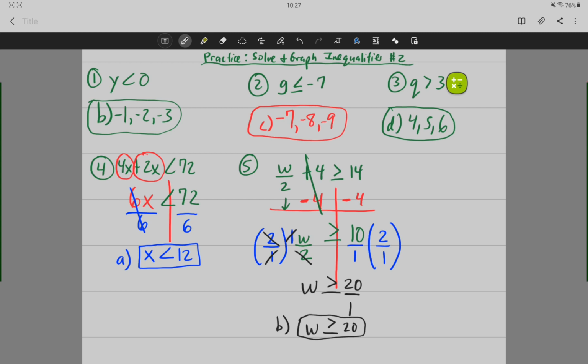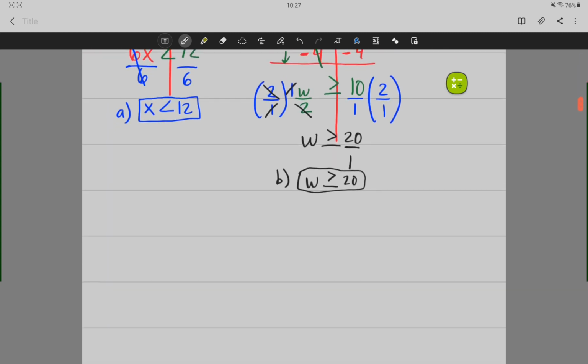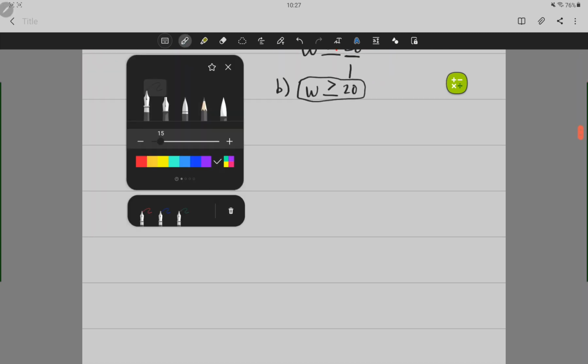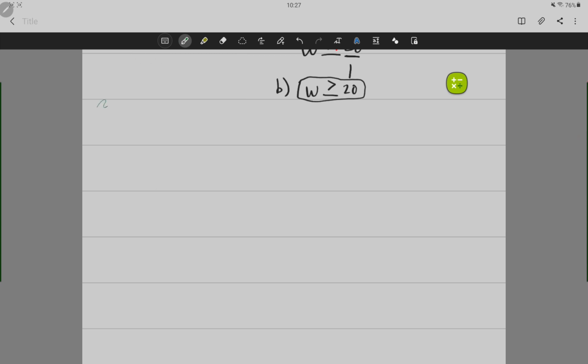All right, we have a few more to go, so let's go down to number 6. Number 6, we have to solve and graph this inequality. It says 7 is less than s. Now you might look at this and say, well, what do you mean solve? It's done already. The constant is on one side and the variable's on the other side. The inequality symbol's in the middle, so we should just graph this.